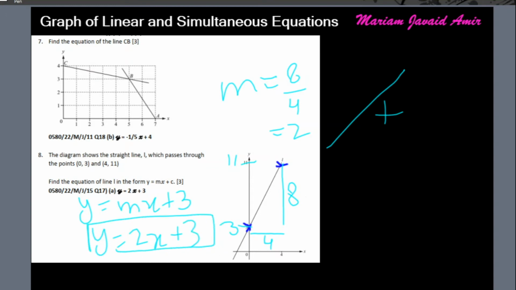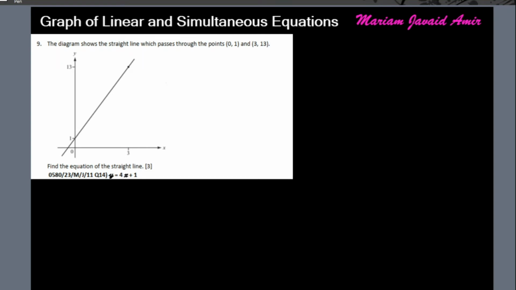Answer for question 8. Question number 9: the diagram shows the straight line which passes through (0, 1) and (3, 13). Write the equation of the straight line. So again, c is very obvious. The equation of a straight line is y equals mx plus c. c here is 1, where the graph cuts the y-axis. Next we need to find the value of m.